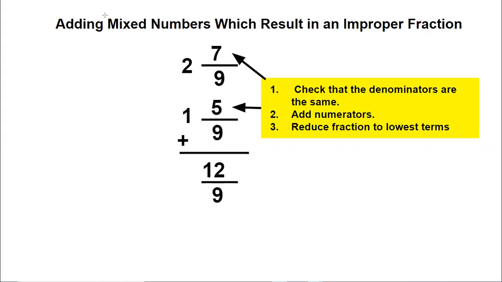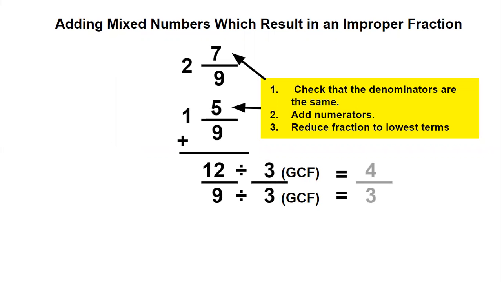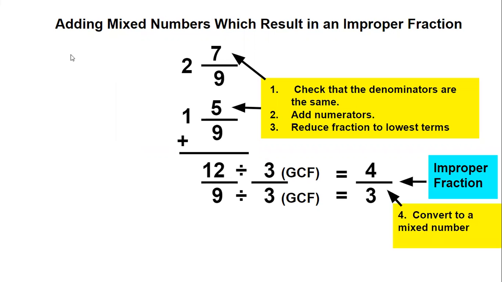So divide 12 and 9 by 3. Remember, you have to divide the top and the bottom by the same number. So 12 divided by 3 equals 4, and 9 divided by 3 equals 3. Okay, this time we do have an improper fraction, right? Why? Because the top number is bigger than the bottom number. So what are we going to do about that? Well, we have to convert it to a mixed number.